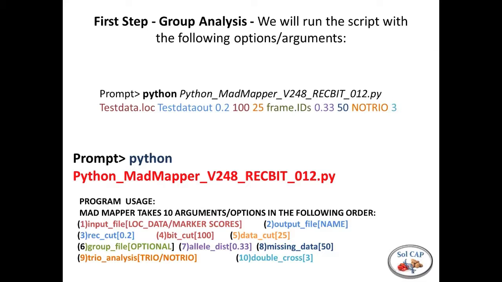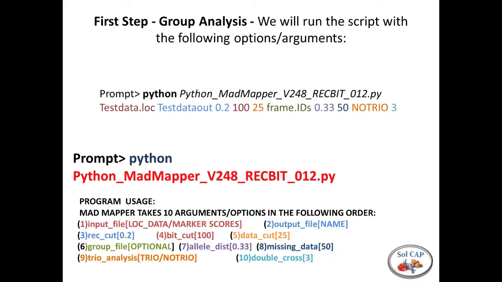Missing data. In this case, the number 50 here for missing data actually is the number of missing data points as opposed to the percentage of missing data points. So this number, of course, will change depending on how large your population is. So this is the maximum number of missing data points you're going to allow for a marker to be included.